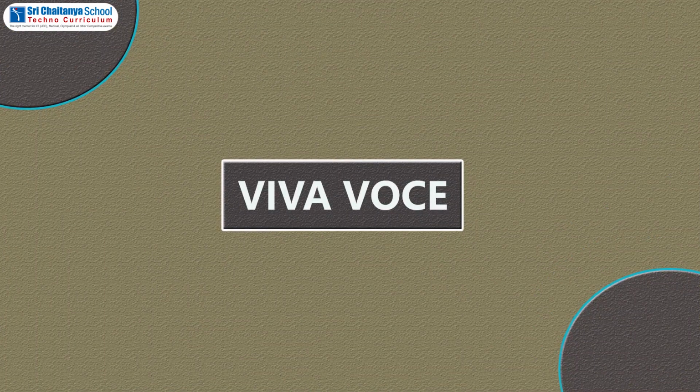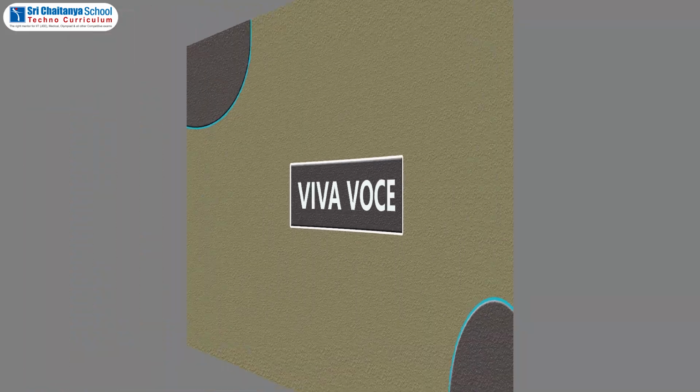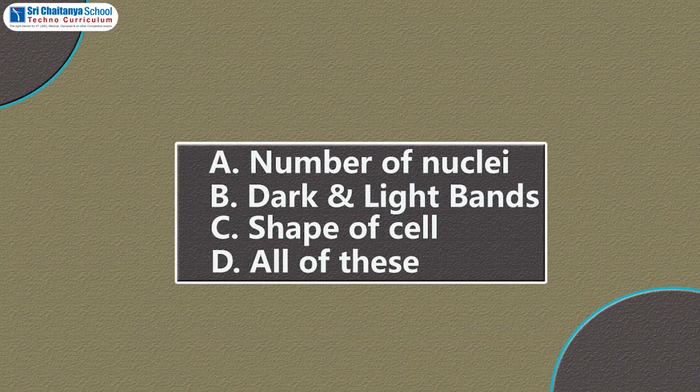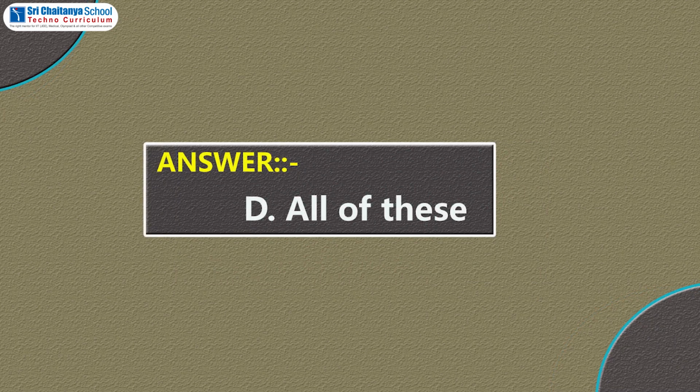Viva. We will evaluate this experiment by asking some questions. First question. What is the main difference between striated and non-striated muscles? A. Number of nuclei. B. Dark and light bands. C. Shape of cell. D. All of these. Can you guess the answer? Yes. The answer is D, all of these.